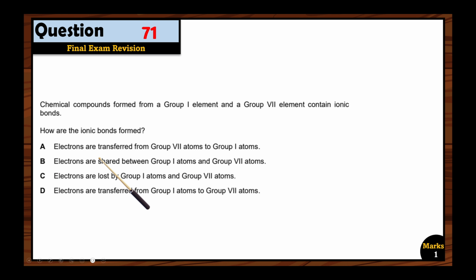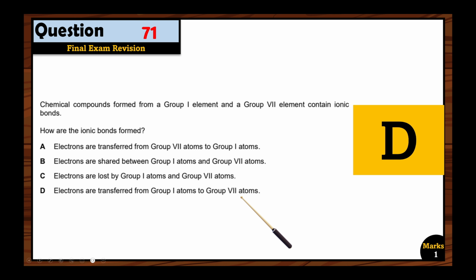So electrons are transferred from group 7. That's wrong. Electrons are actually transferred from group 1. Electrons are shared between group 1 and group 7. Again, the word shared is wrong. Shared is only used for covalent compounds or covalent molecules. Electrons are lost by group 1. That's right, and group 7, but that's wrong. Group 7 doesn't lose electrons. Now let's see the D option. Electrons are transferred from group 1 atoms to group 7. Yes, that's right. Because group 1 is losing electrons, it will transfer the electrons to group 7. So option D is right.